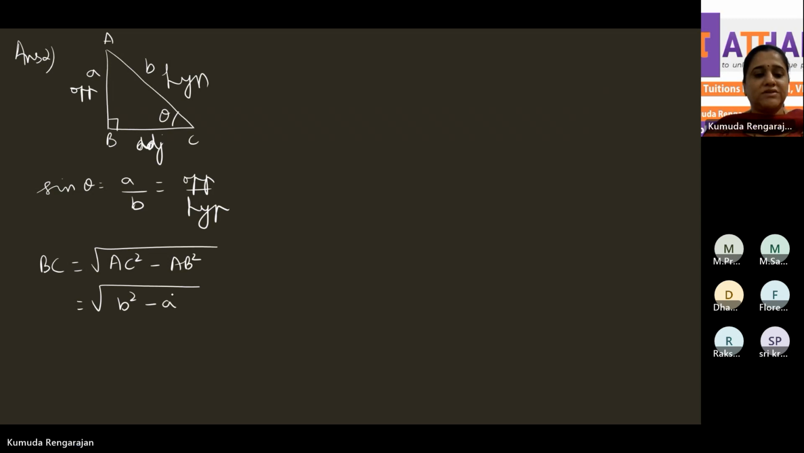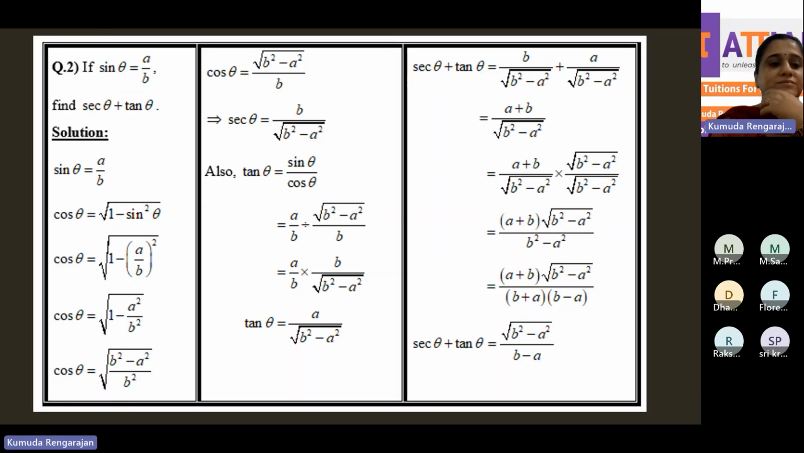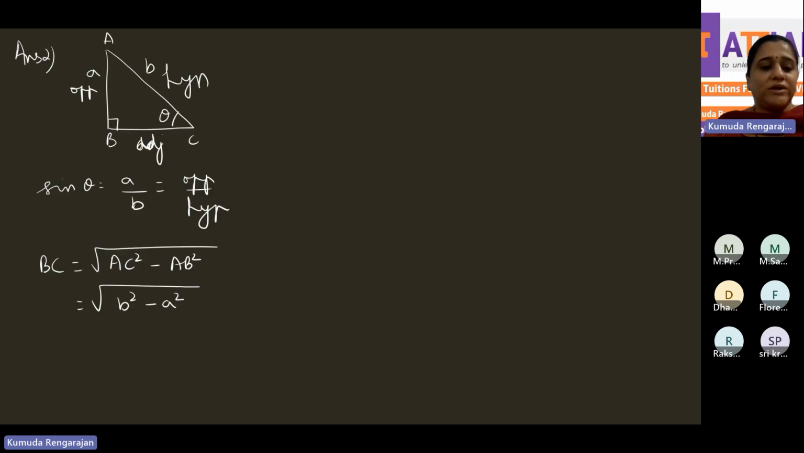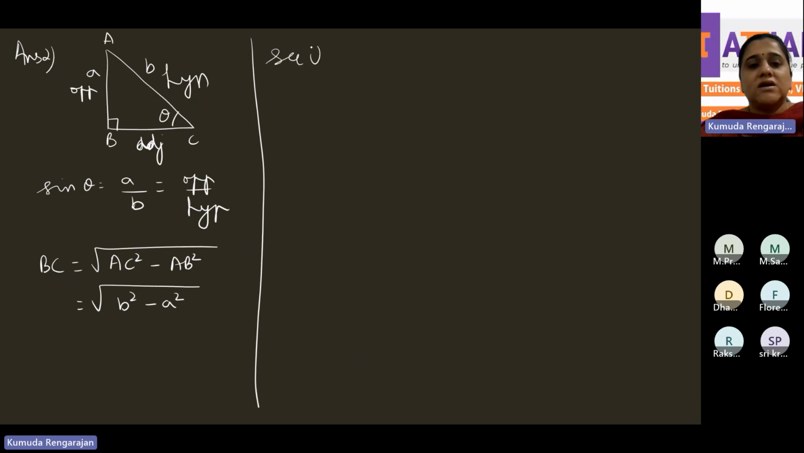Then we'll find BC. What is BC? BC will be equal to square root of AC square minus AB square, correct? So that is equal to square root of B square minus A square. Okay, this is BC. Now what should you find? We need to find secant theta plus tan theta. Now what is secant theta?